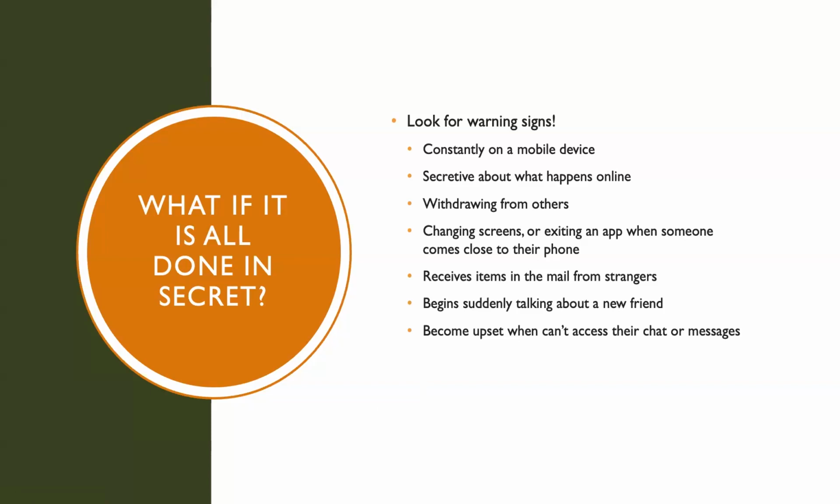The biggest warning sign is if you're on a mobile device and someone walks in the room, they quickly switch to a different screen. They put their phone down so you can't see it. They're very, very secretive about what's on their phone, because they know if somebody sees it, they're going to get in trouble. So that's a big warning sign. If there's any kind of secret with a phone, there's something going on.